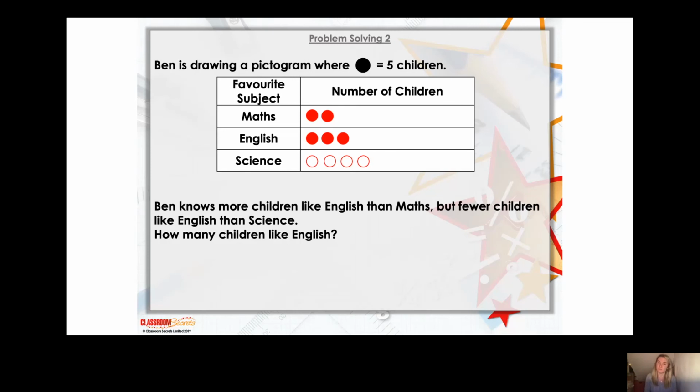Well, now it is your turn. On your worksheet, resource 3, there are 2 questions that are similar to the ones that we have just done together. And when you finish that, if you'd like even more of a challenge, there is also an extension worksheet with 2 questions on that makes you compare a pictogram where a picture is 5 to a pictogram where a picture is 10.